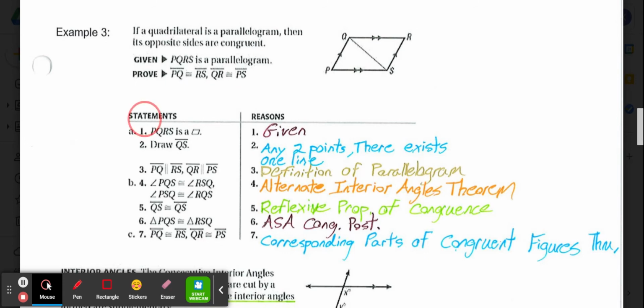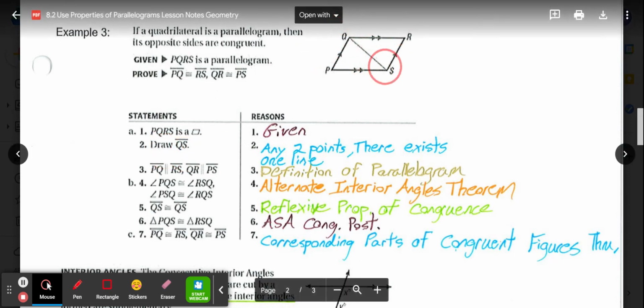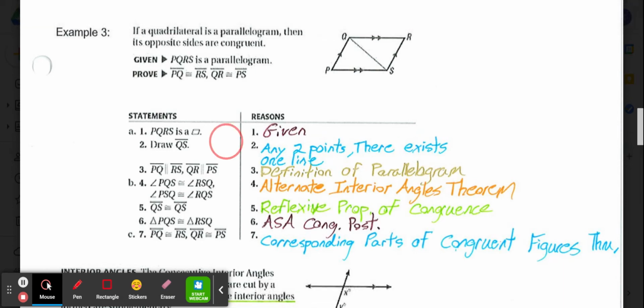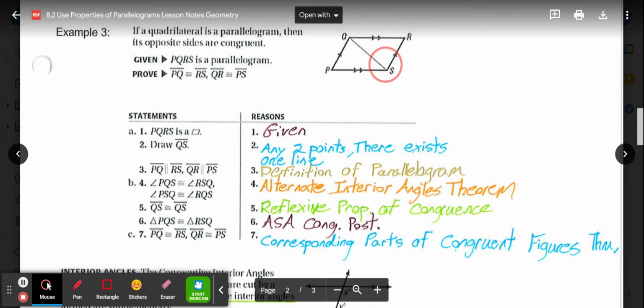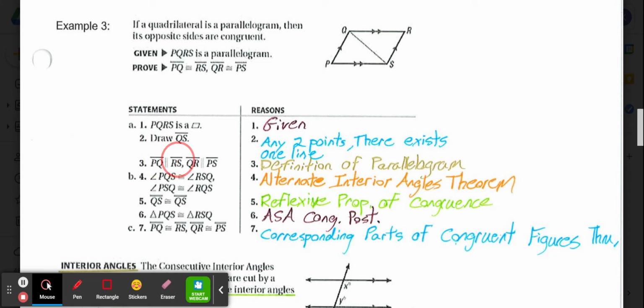So the first statement was that PQRS is a parallelogram. That was given to us, so our reason is given. Then we would need to construct or draw a segment QS. Well, through any 2 points, there exists one line, so that's the reason that we're allowed to draw in this diagonal QS. Then, side PQ is parallel to RS, and side QR is parallel to PS, based on that definition of a parallelogram. Opposite sides are parallel.